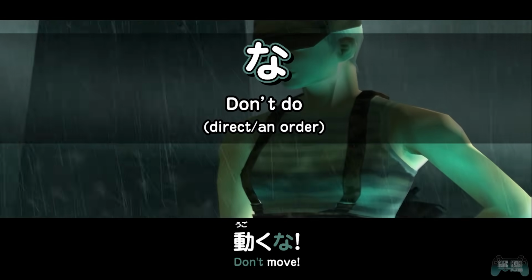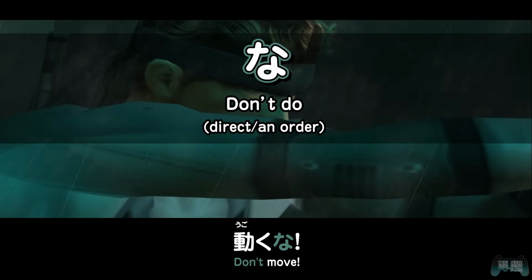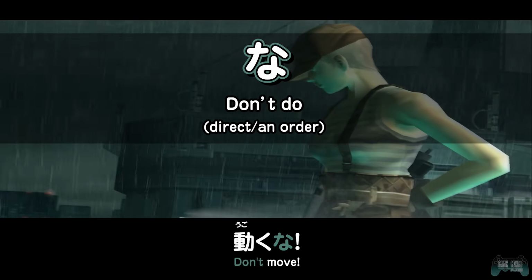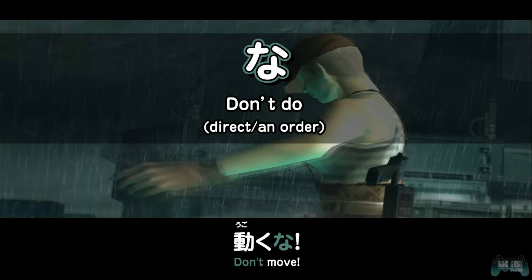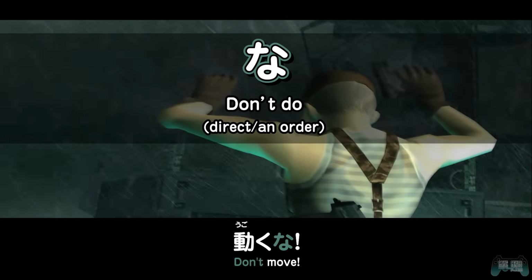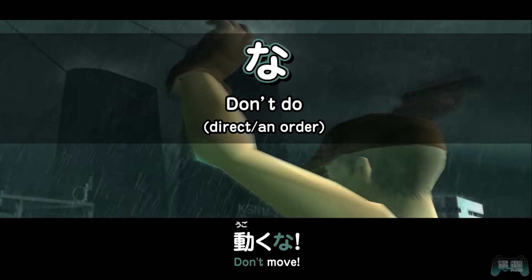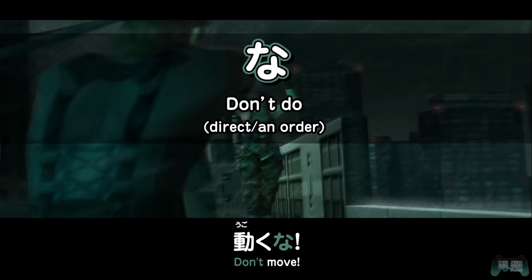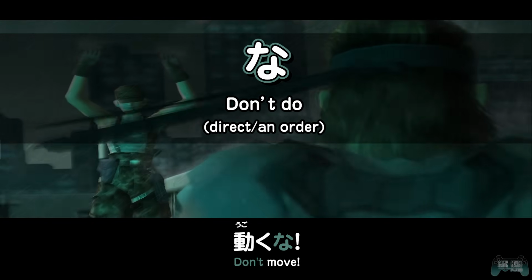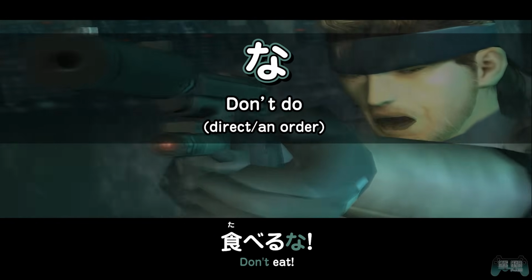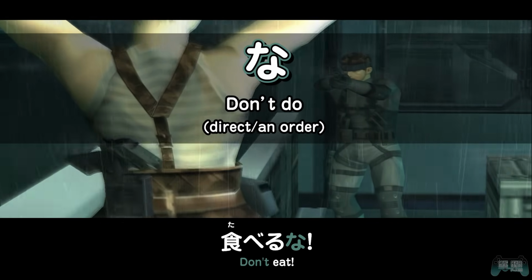Don't do. Next is an incredibly simple grammar, but it's actually quite useful, at least for comprehension of media. So by putting na immediately after the dictionary form of a verb, you turn that verb into a kind of order to not do that action. 食べる, to eat, would be 食べるな, don't eat.